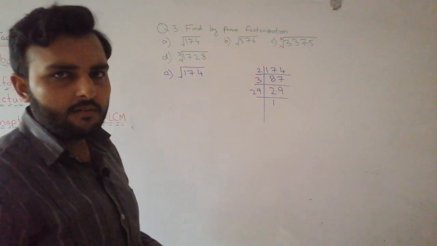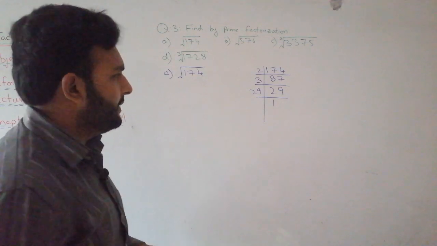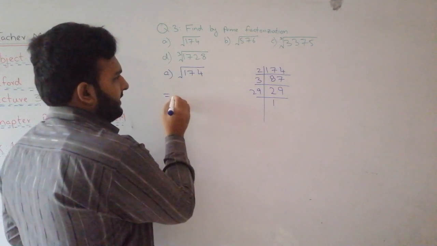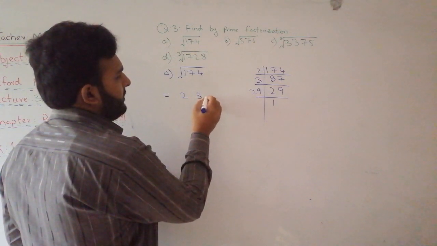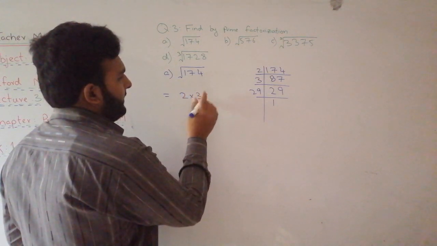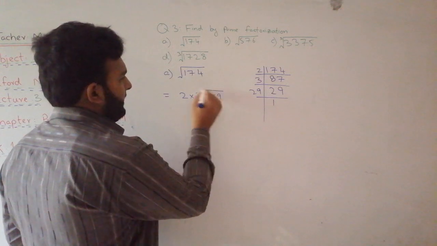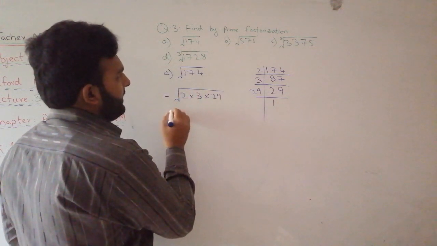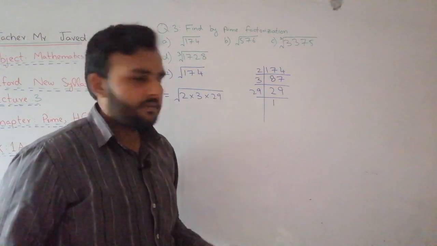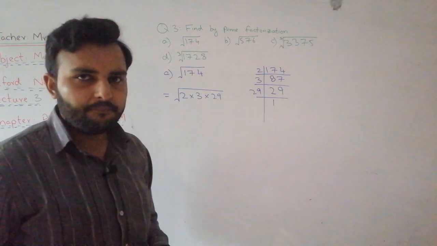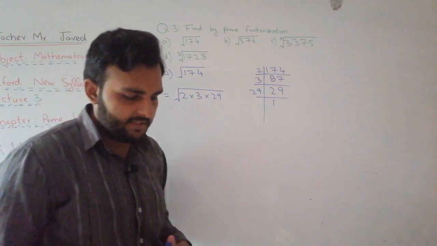Clear all of you? So hope you people understand. So we will write like this: 2 into 3 into 27 into 29, like this. This will be the answer. Clear all of you? Because it is like this, after that we cannot solve more. Hope you people understand this question.